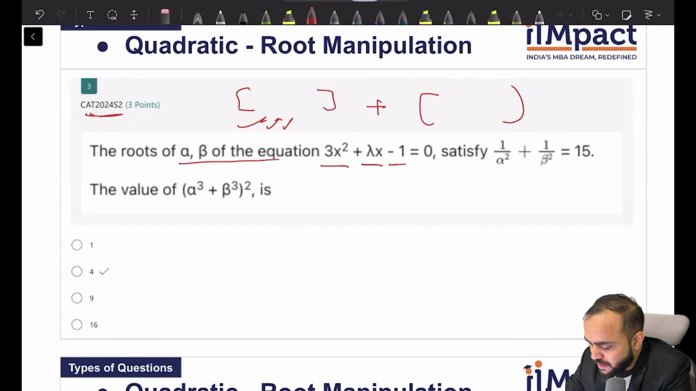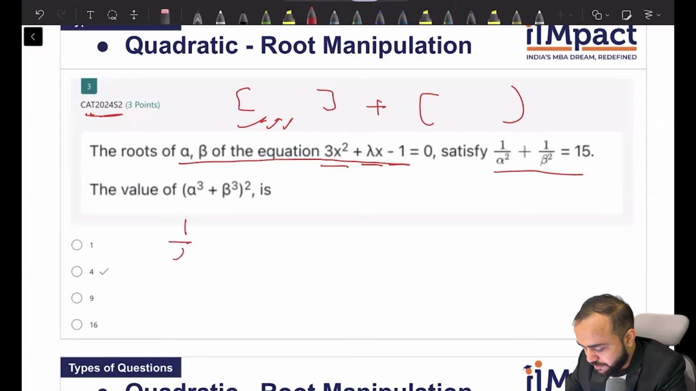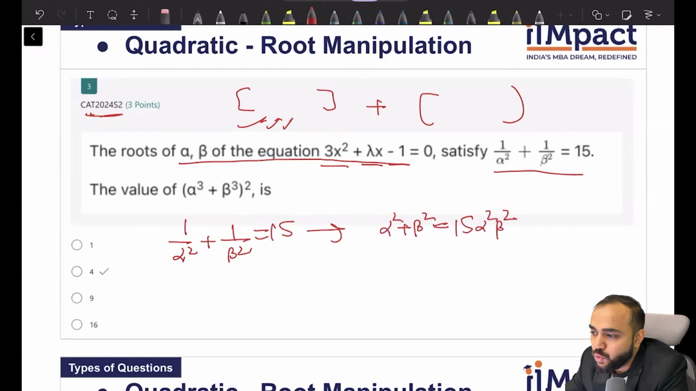So α, β are the roots of this equation that satisfy this. Okay, let us look at what α, β are satisfying. Can I write this as α² + β² is equal to 15 α²β²? I can do that. Do I know what α into β is?